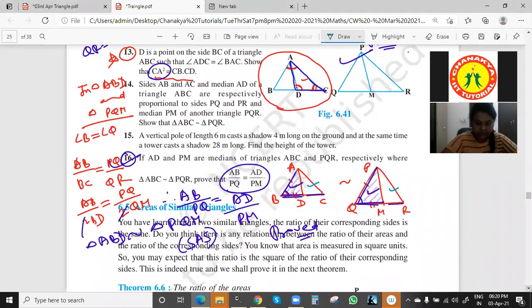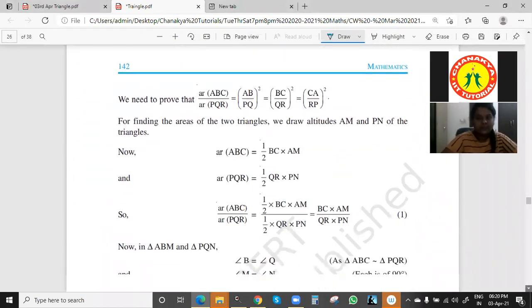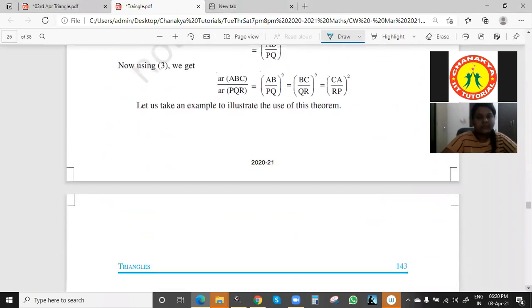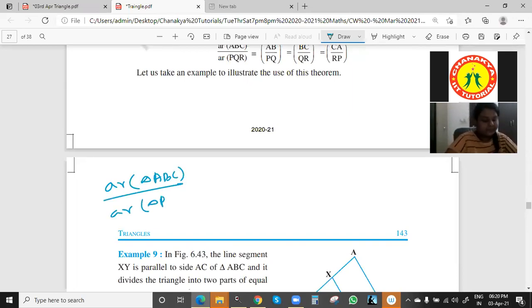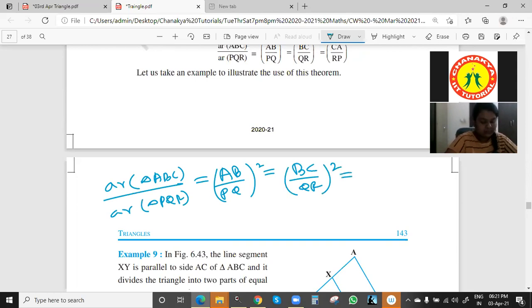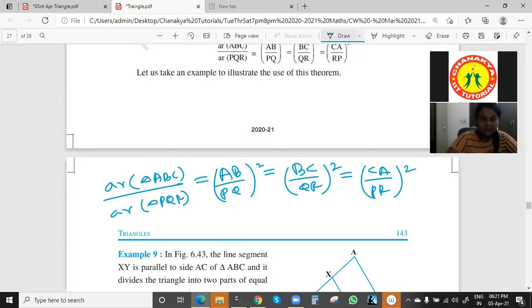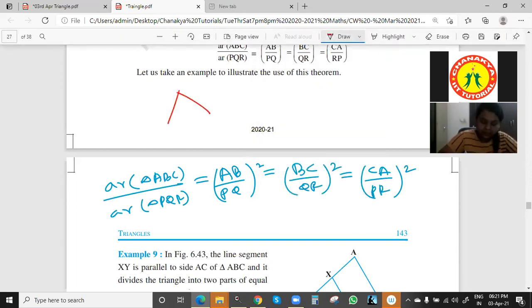Fine. Question was easy. Now see the next exercise, because next is 6.4. In this exercise, they have mentioned if two triangles are similar, then area of triangle ABC by area of triangle PQR will be equal to AB by PQ whole square, equal to BC by QR whole square, equal to CA by PR whole square. What are the two triangles? It will be like this. Triangle ABC is similar to triangle PQR.